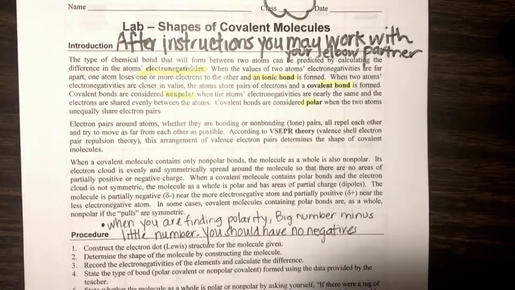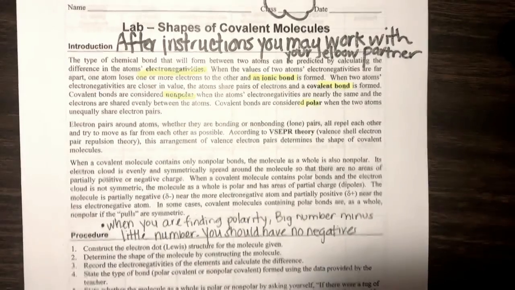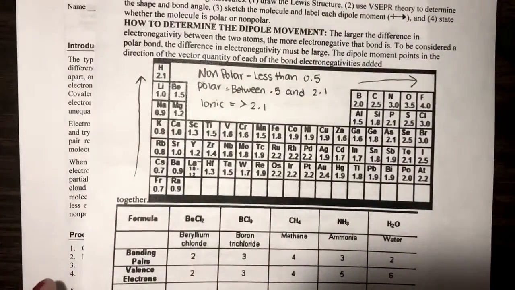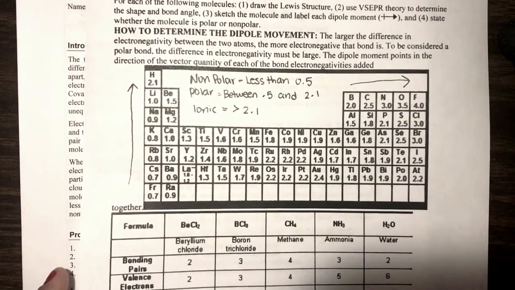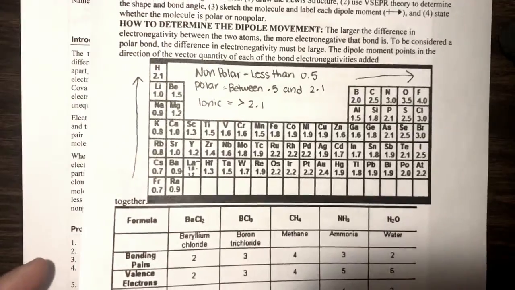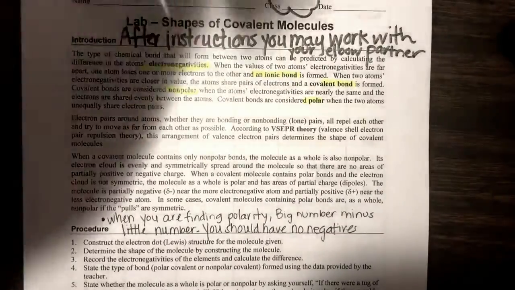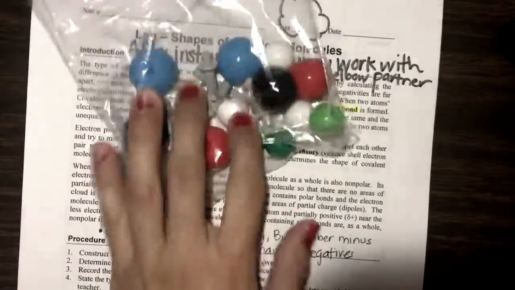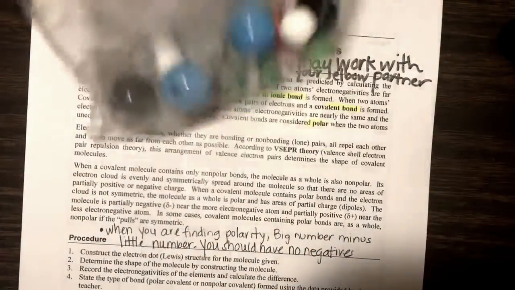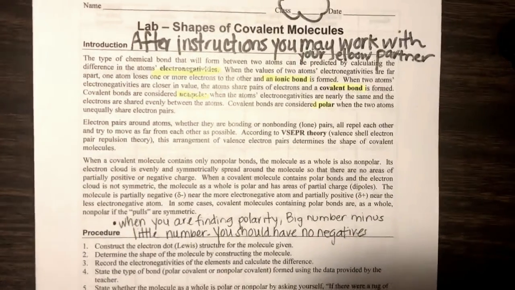Okay, after the instructions, you may work with your elbow partner. In order to complete this lab, you're going to need this worksheet. Everyone should have one on your table. If you do not have one on your table, there's one in the very center on the table in front of the classroom. You're also going to need these. This is going to help us see the shapes better. If you need any extra colors of molecules, there's a box of molecules up here on my desk, and feel free to grab one.